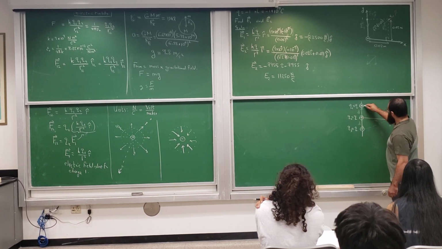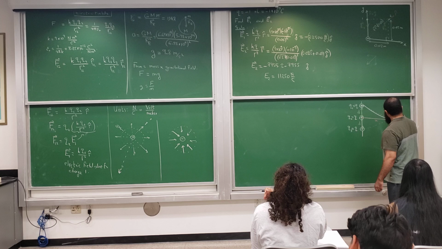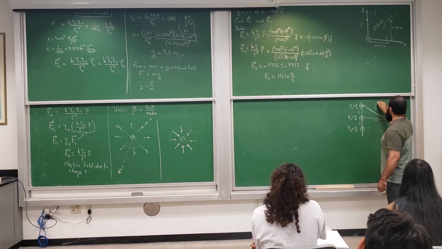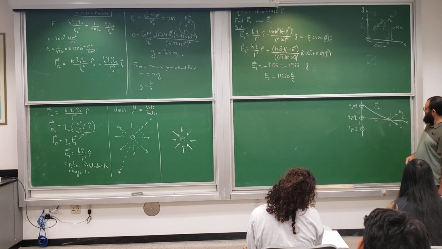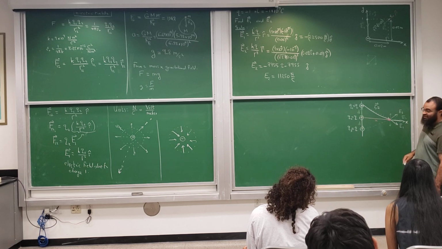So here is vector R1. Who can tell me what vector R1 is in terms of X and D? Square root of x squared plus d squared. That's the magnitude.